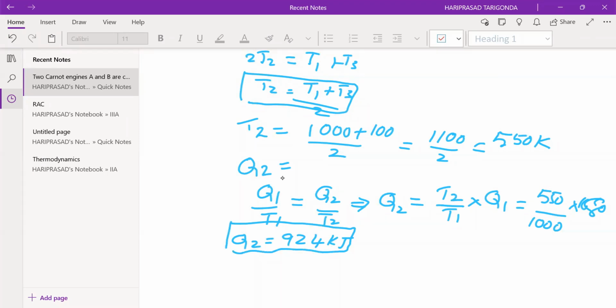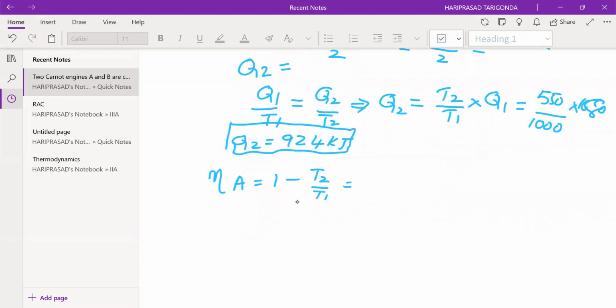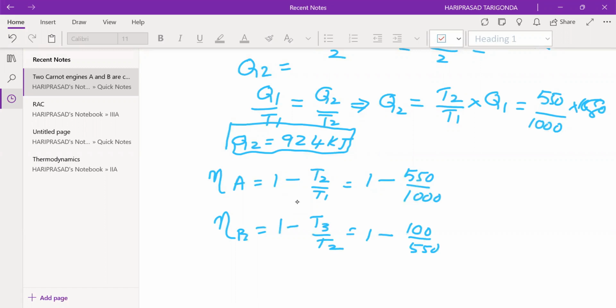What is the next question he asked to find? Efficiency of engine A and engine B, sir. Efficiency of engine A is equal to 1 minus T2 by T1. Substituting, 1 minus 550 by 1000. Similarly, efficiency of B is equal to 1 minus T3 by T2, that is 1 minus 100 by 550.